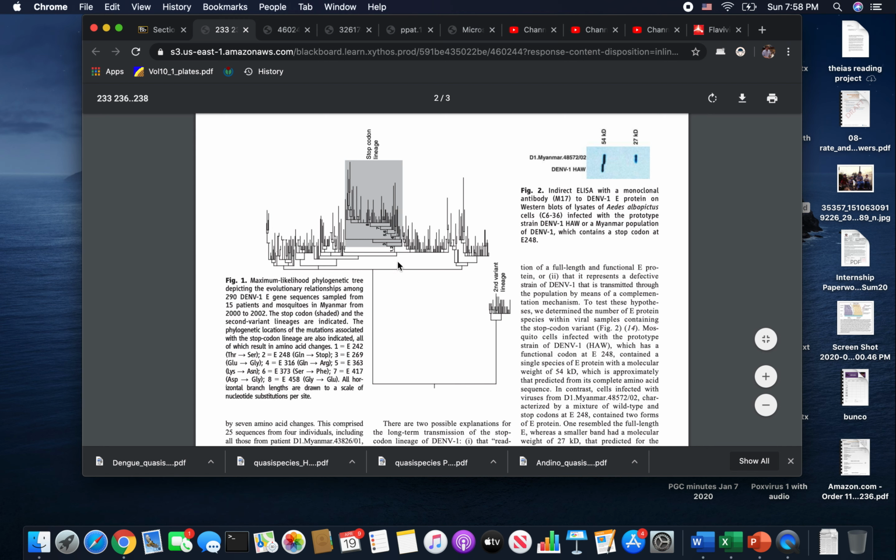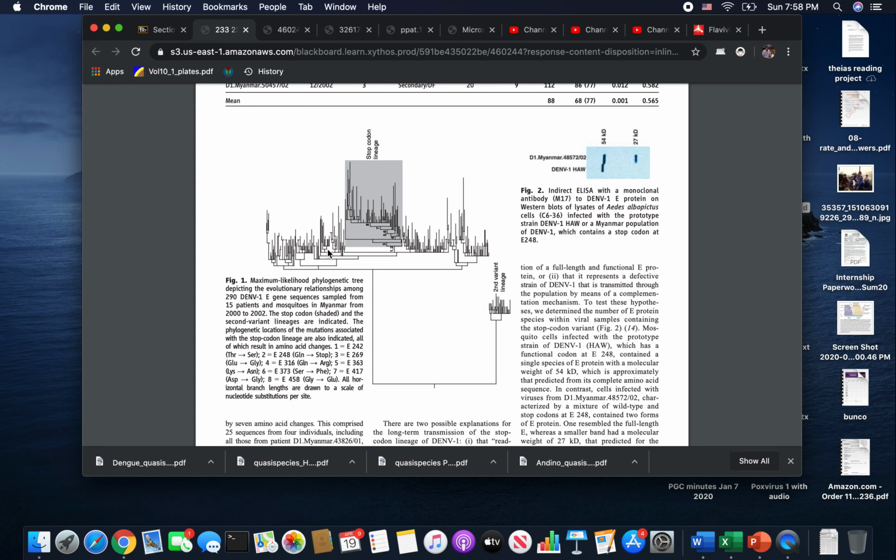So this is inside of different people. You could have 10, 20 different strains going on in there at once. But they found that people had a large number of strains in this gray box. And all these things had a stop codon that broke the open reading frame. And so these things could not make a full-length E protein and couldn't make any of the proteins downstream of that.